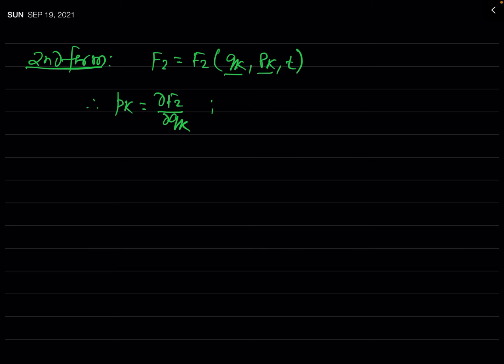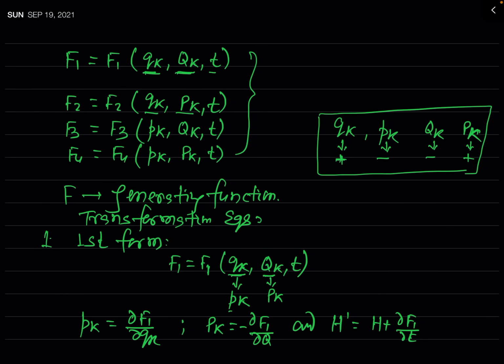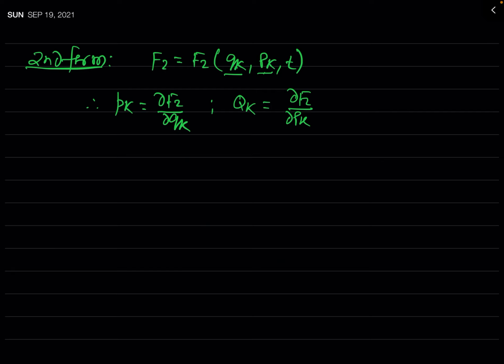Now since in the argument is capital Pk, we have to find capital Qk. And what will this be? This will be the partial derivative of F2 with respect to capital Pk, del Pk. And see the sign: when differentiation is with respect to capital Pk, we have to take plus sign. So here both terms will be plus. And again, the new Hamiltonian in this case will be equal to H plus del F2 by del t.